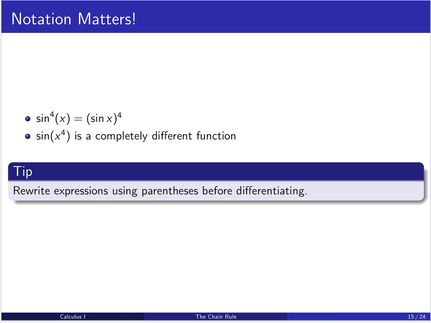The sine is computed first and then the result is raised to the 4th power. The outer function is raised to the 4th. The inner is sine. But sine x power 4 means the sine of x to the power 4. The outer function is sine. The inner is x to the power 4.